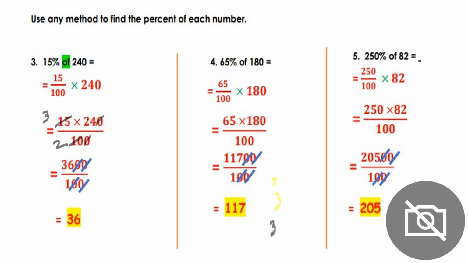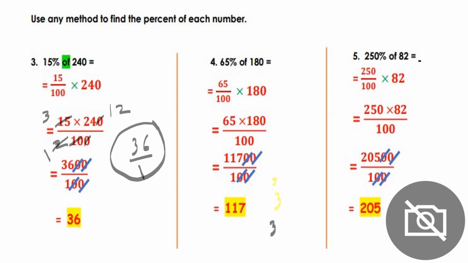Of course you can divide 24. If you divide by 2, you will get 12. 2 divided by 2, 1. So 3 times 12 is 36 out of 1. So 36 out of 1 means 36. So in this way also you can do.